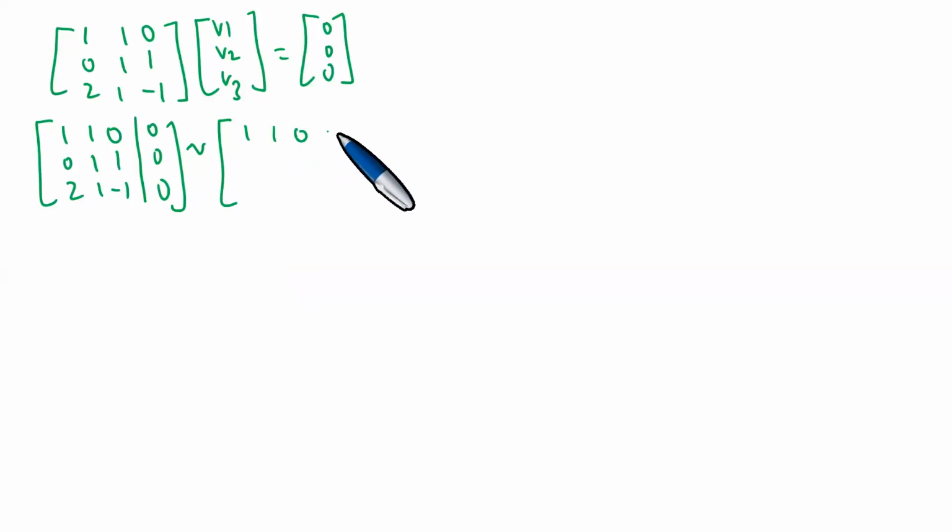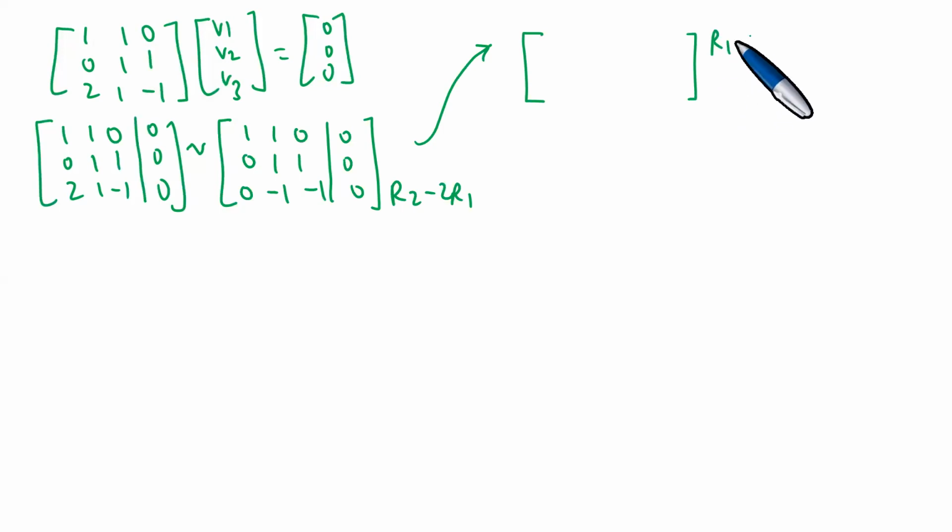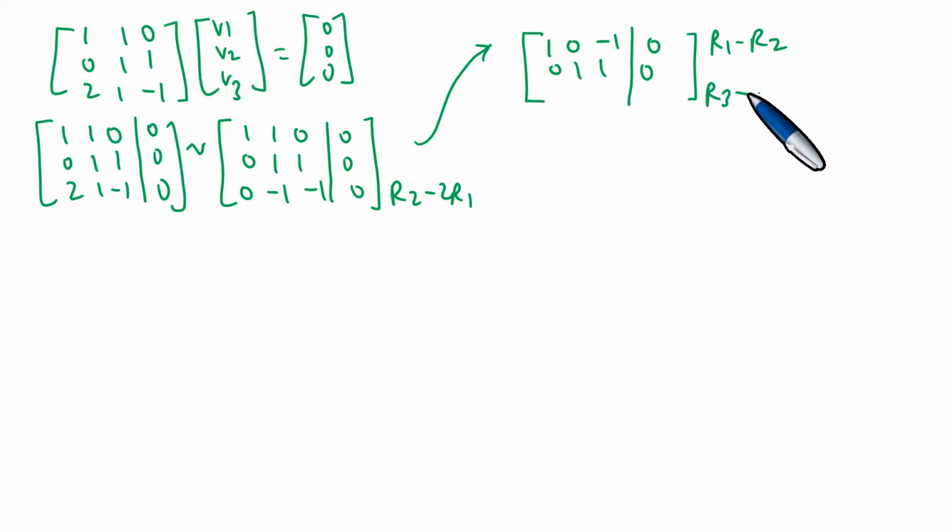So I might not finish this question because it's a bit long. I might finish it tomorrow. So you obviously here have 1 1 0 0, row 2 minus 2 row 1. So it becomes minus 2 times that, you add 0, minus 2 times that is minus 2, you add is minus 1, minus 2 times that you add is minus 1, minus 2 times that you add is 0. Right. So if you have this, row 1 minus row 2. So you have this, row 3 plus row 2.